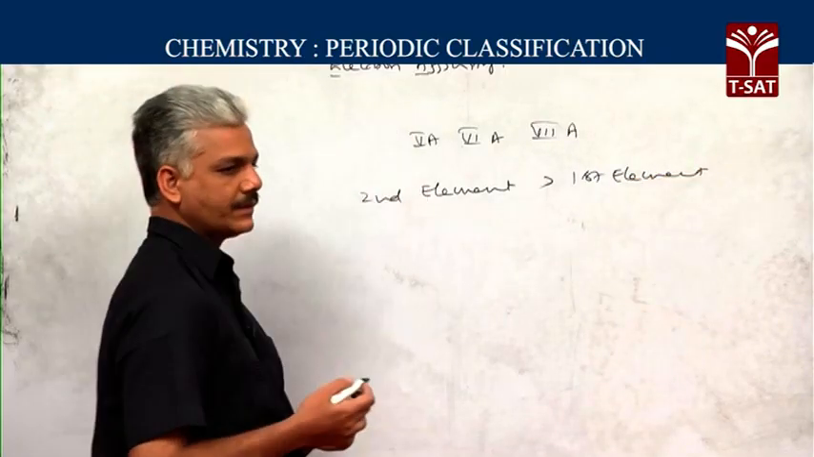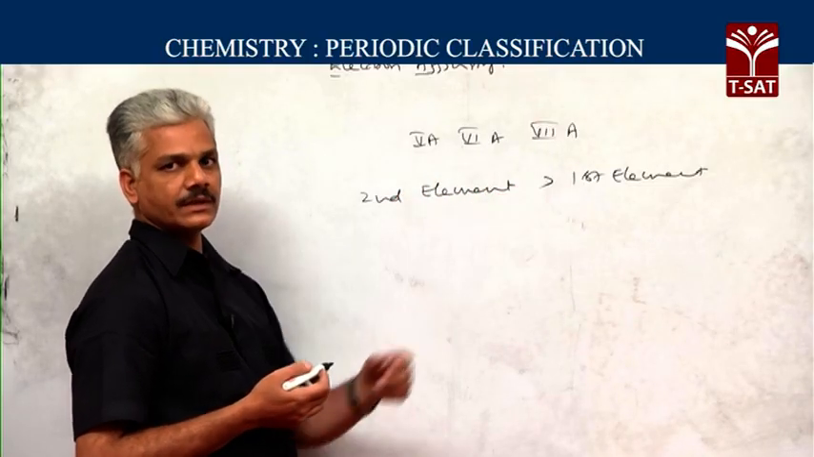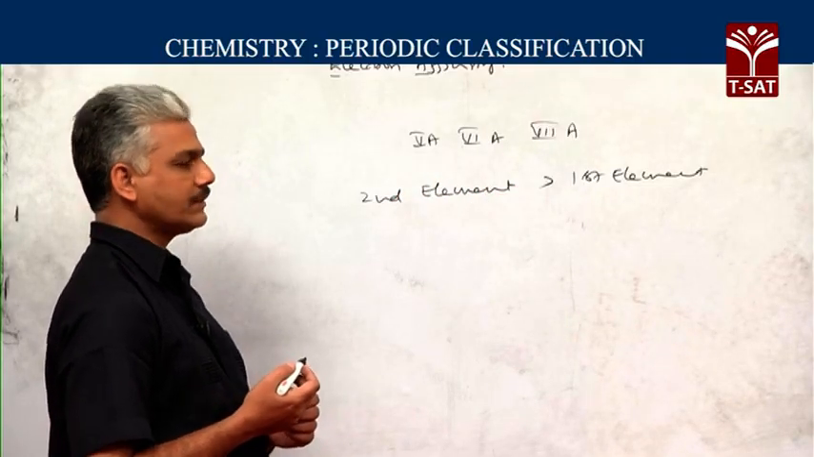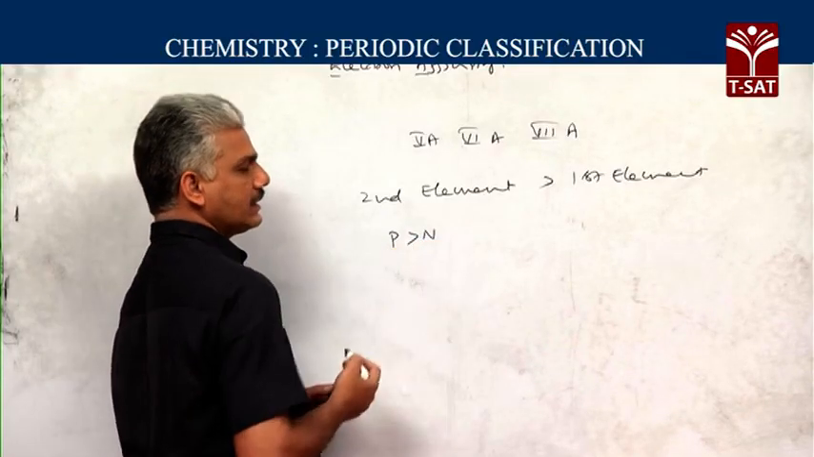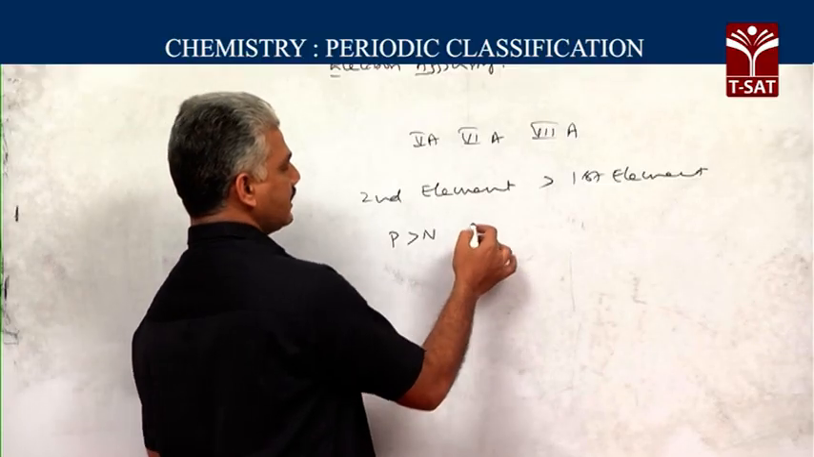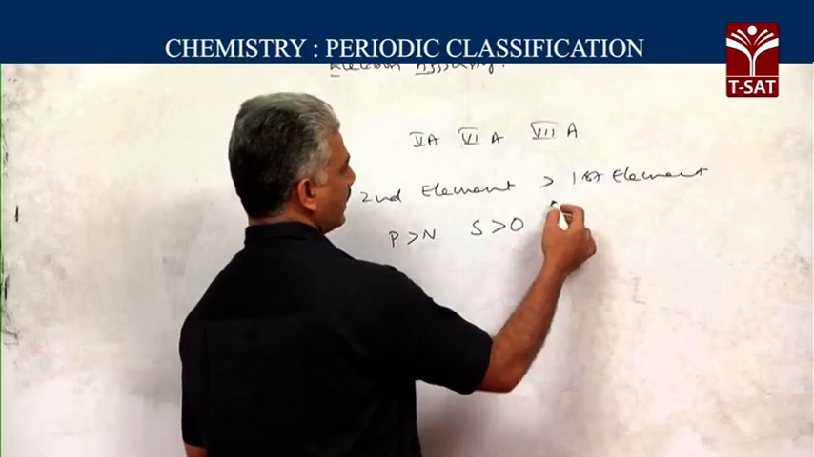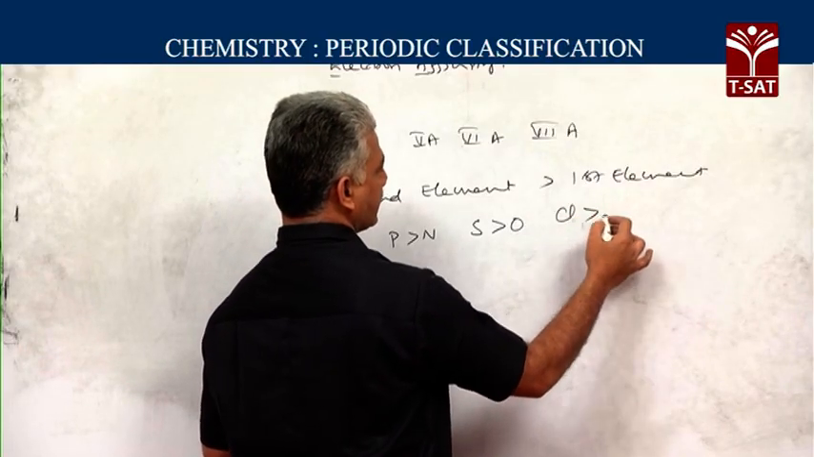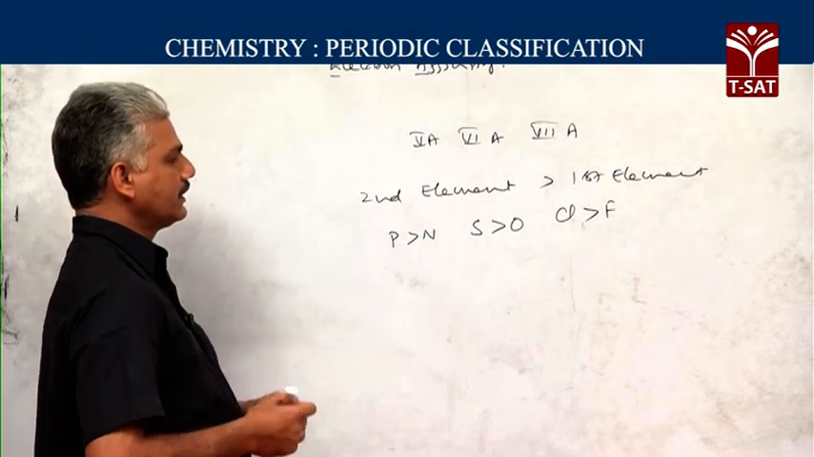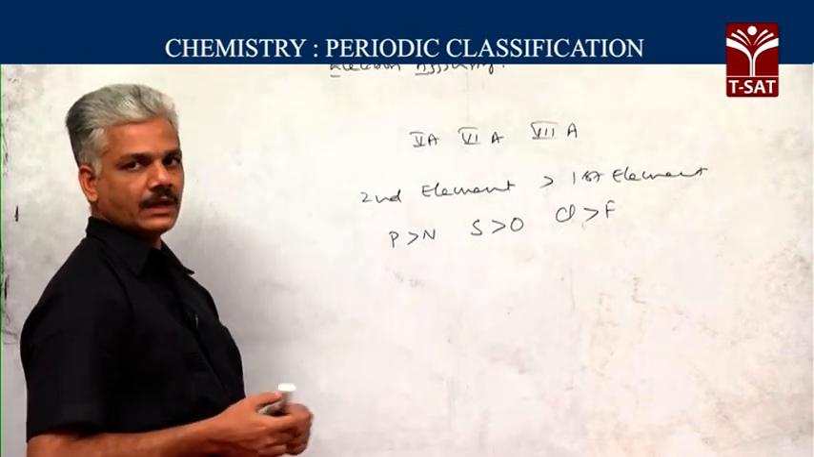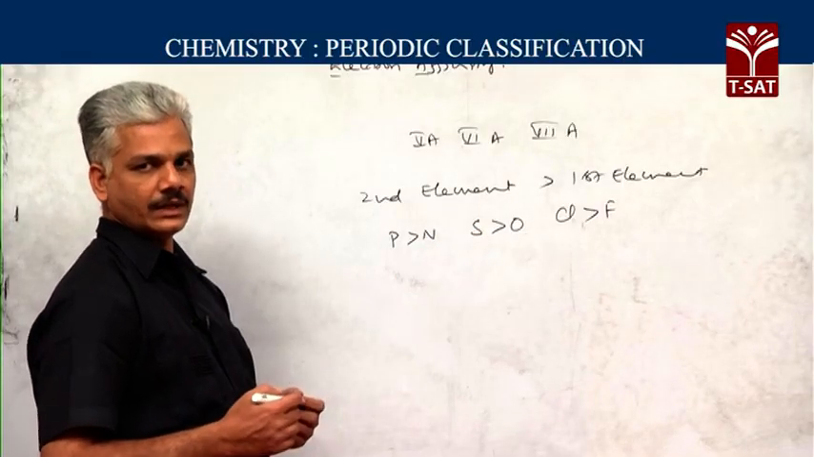This is because of the smaller atomic radii of the starting elements of these groups. So, in the 5th group, phosphorus has a higher electron affinity than nitrogen. In the 6th, sulfur has a higher electron affinity than oxygen, and in the 7th, chlorine has a higher electron affinity than fluorine. Even though these elements are more electronegative compared to phosphorus, sulfur and chlorine respectively.